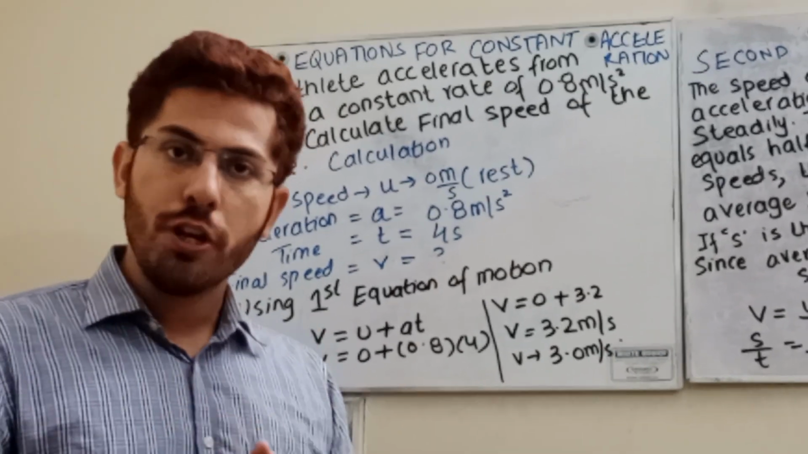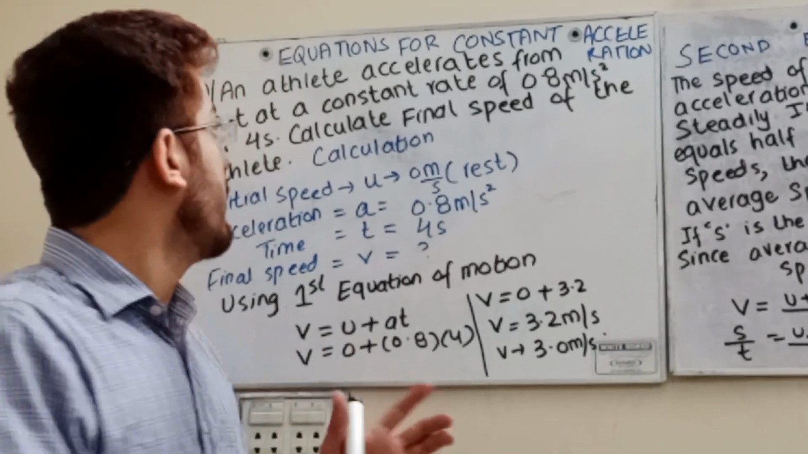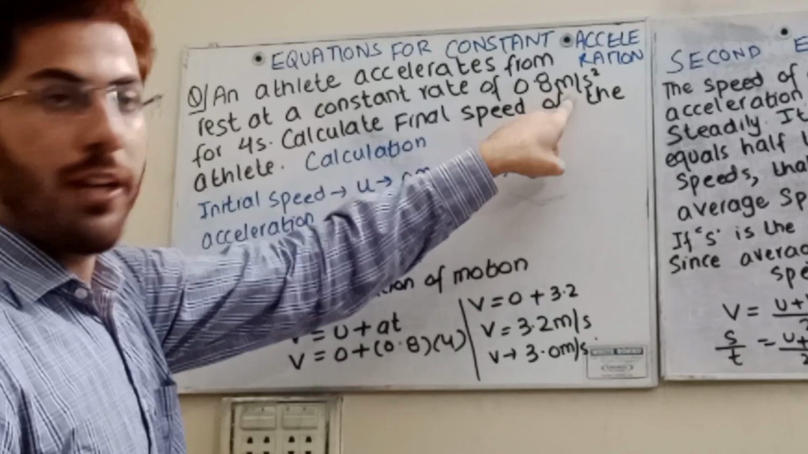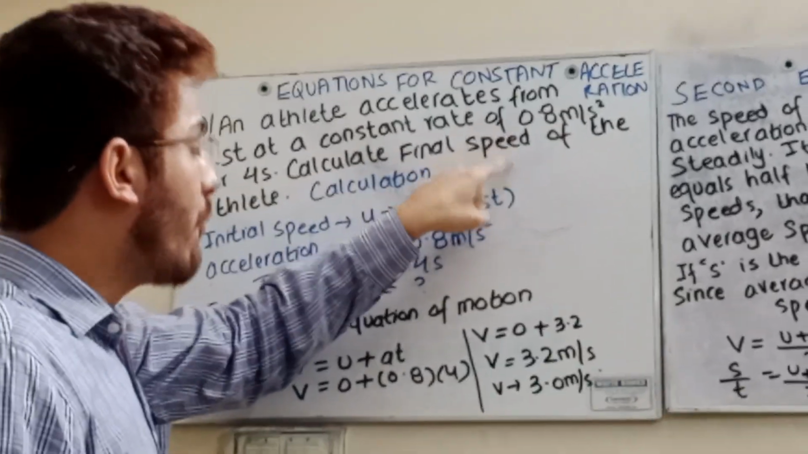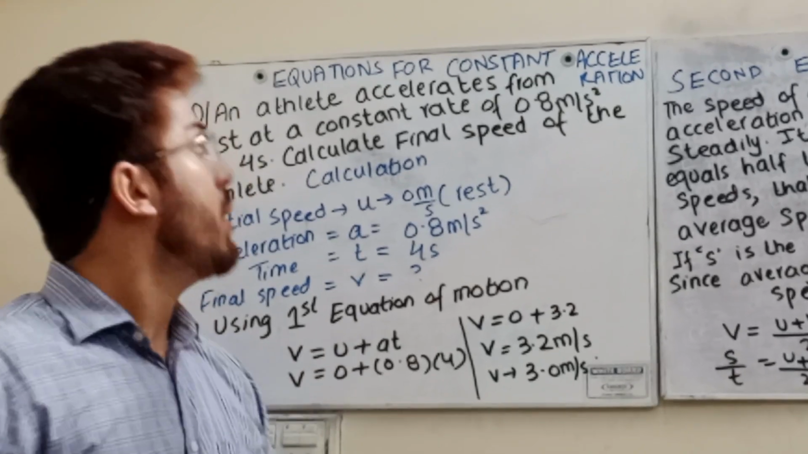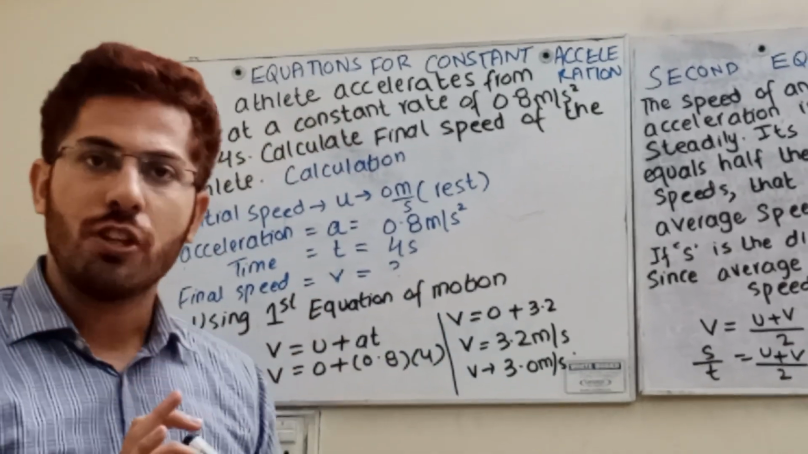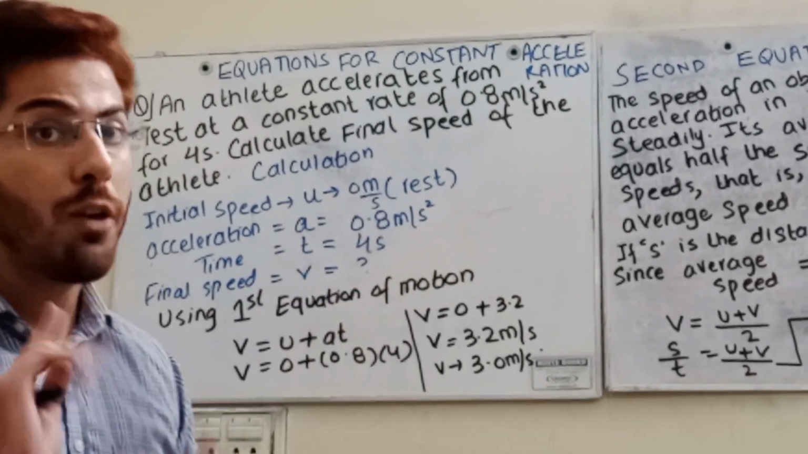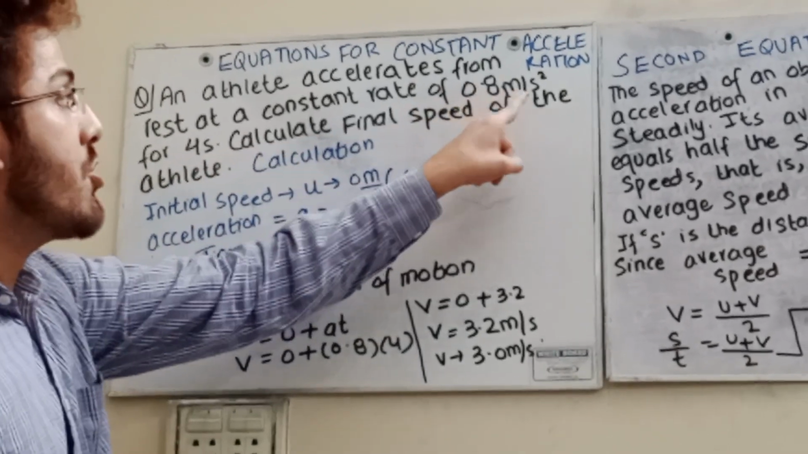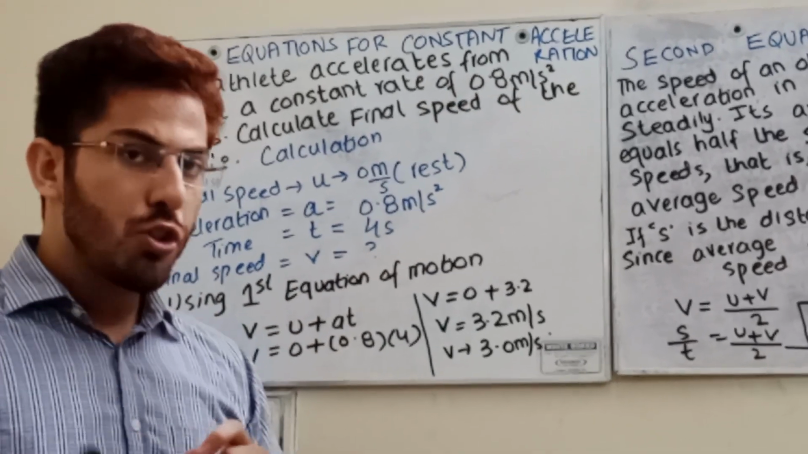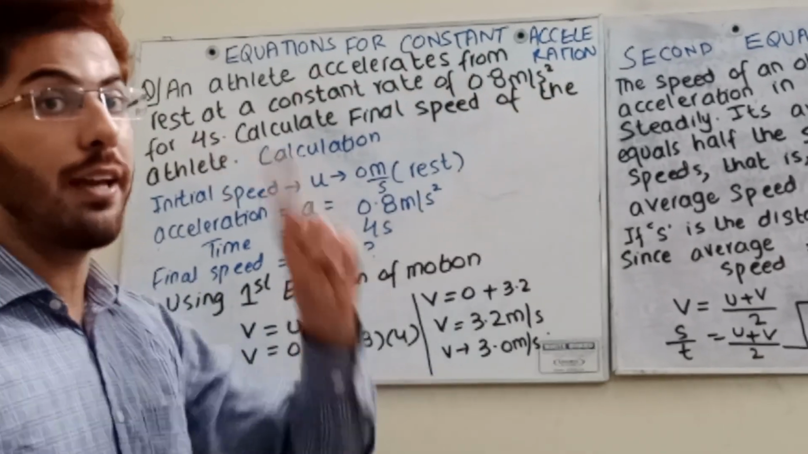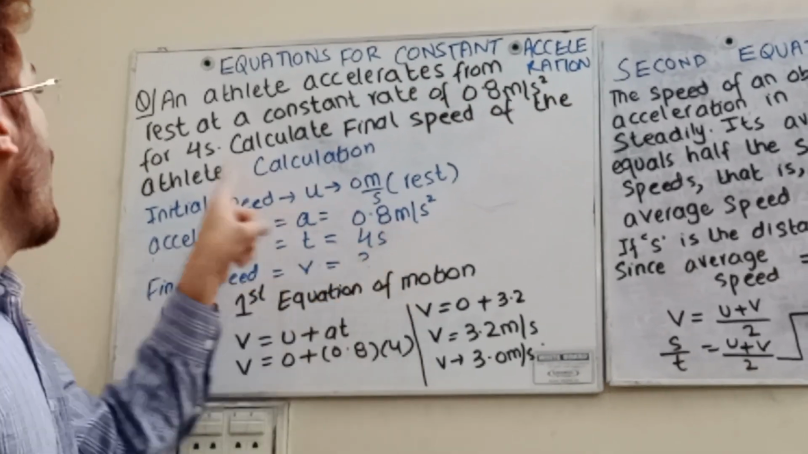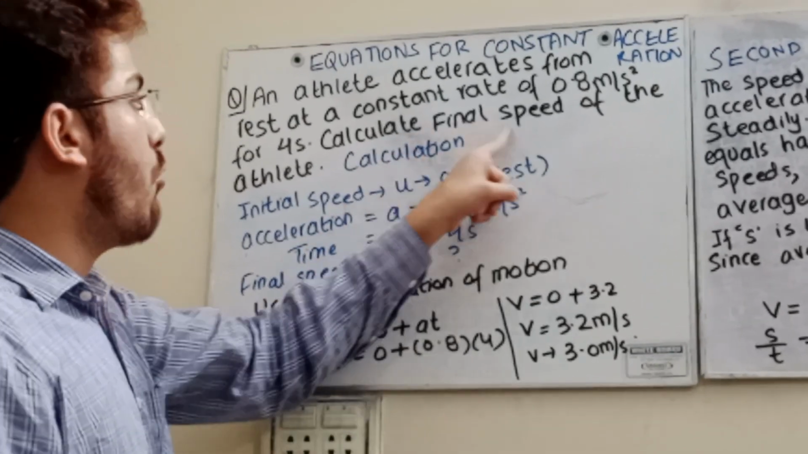Students, we are solving one question of the first equation of motion. Okay, let's see. An athlete accelerates from rest at a constant rate of 0.8 meter per second square for 4 seconds. Calculate the final speed of the athlete. Now, student, do remember one thing, it is starting from rest. It means the initial speed and velocity are definitely 0, at rest, but it is not mandatory in every case. We can judge most numericals by looking at the units as well. Remember my words, 0.8 meter per second square means acceleration, and 4 seconds for time. Then we need to find the final speed.